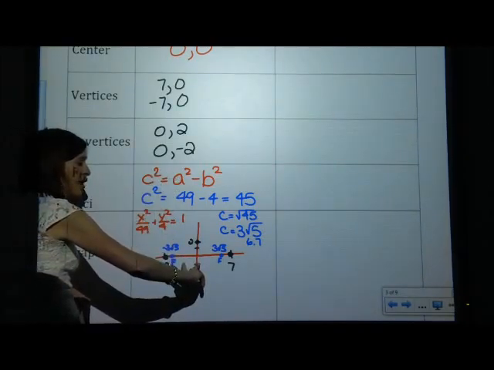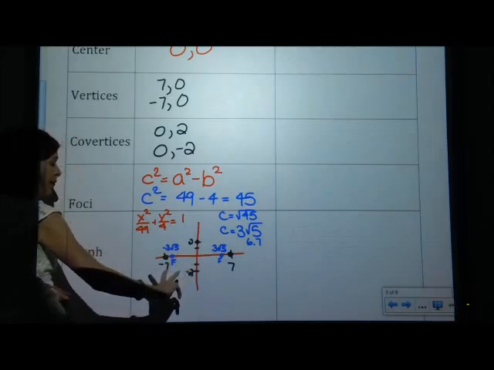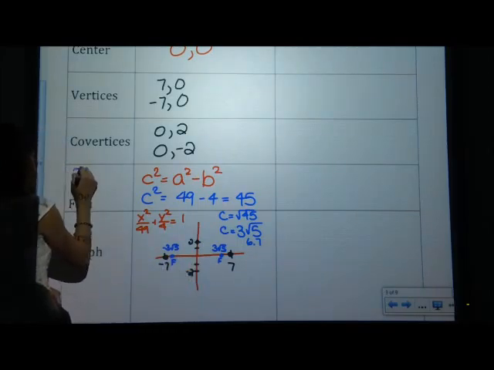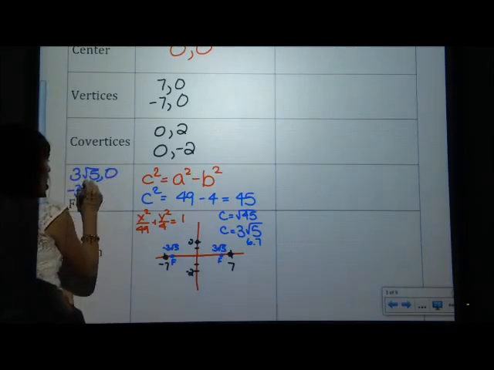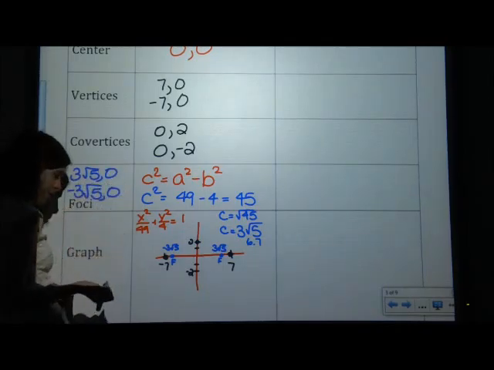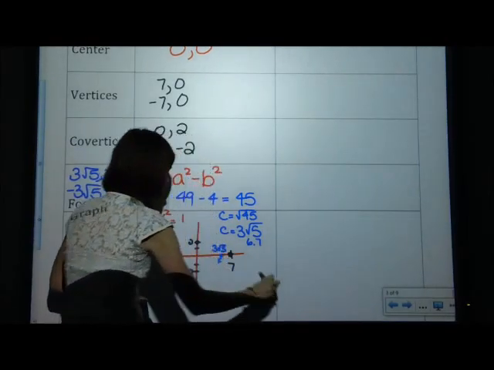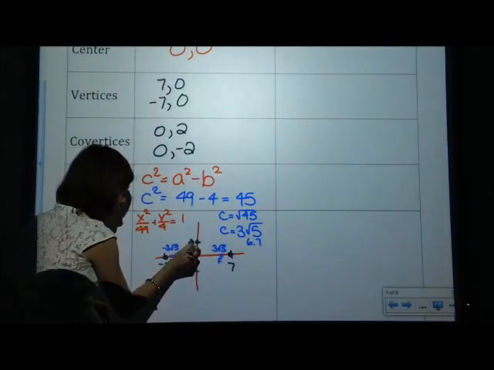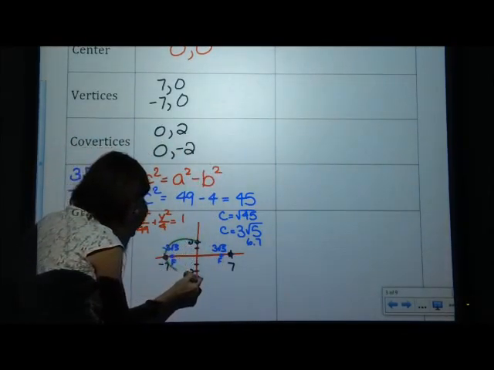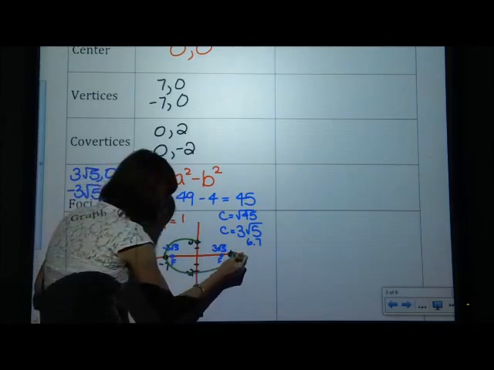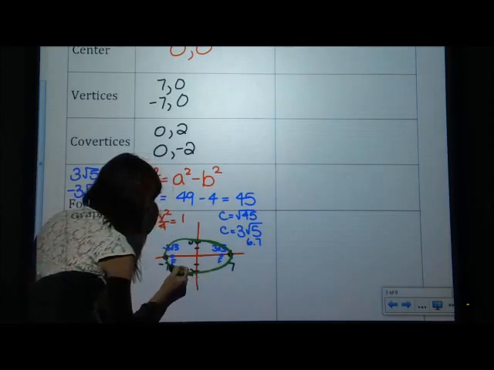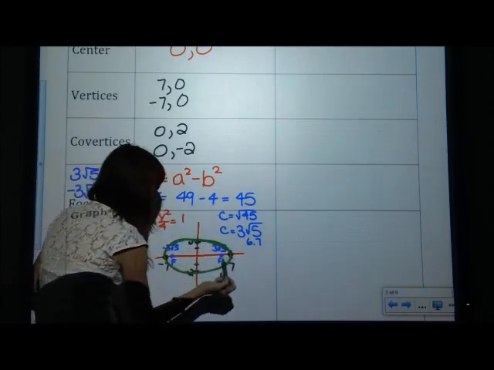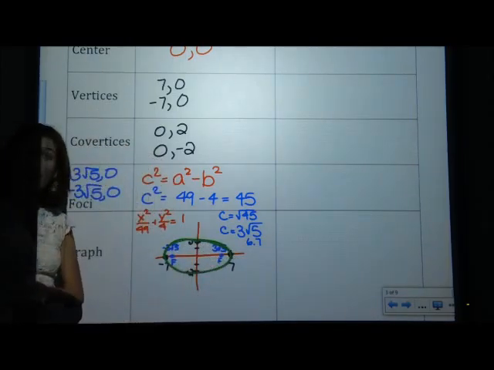So at this point, once you've got it on your graph, you can write your coordinate points as (3√5, 0) and (-3√5, 0), okay? And then we'll go ahead and graph our ellipse, connecting all of our vertices. It's not looking so good on here, so I apologize. And it looks something like that, okay?